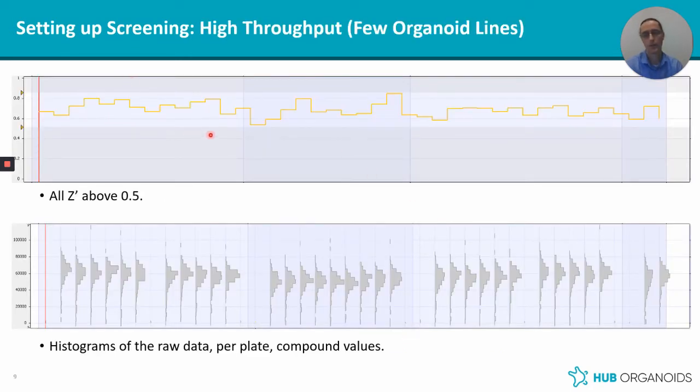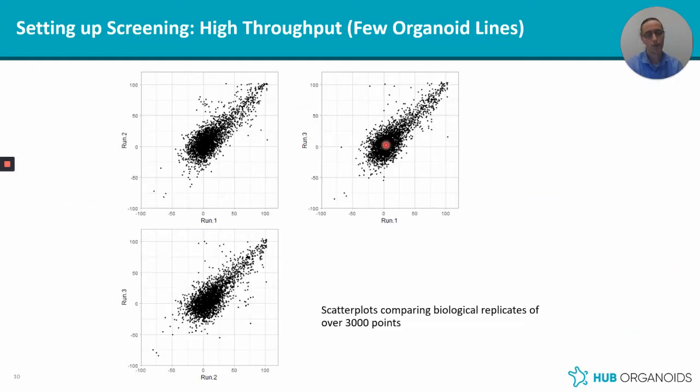When we did this, we did a larger screen of 13 plates and multiple replicates, and the Z prime was consistently high in this case, always above 0.5. And if you look at the raw ATP values, you can see in these histograms per plate that they're also more or less comparable between the different replicates, indicating that we now have a reproducible screen. This is also seen when we compare each single treatment point. They all follow more or less the diagonal that we see here between the first and second replicate, and the third replicate, with a couple of outliers, but these were very few considering there's over 3,000 points in this graph.